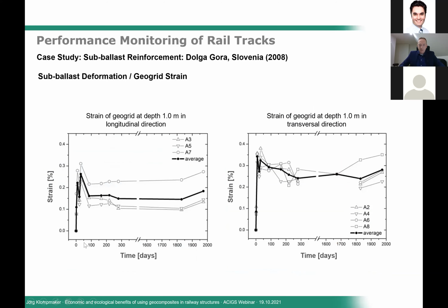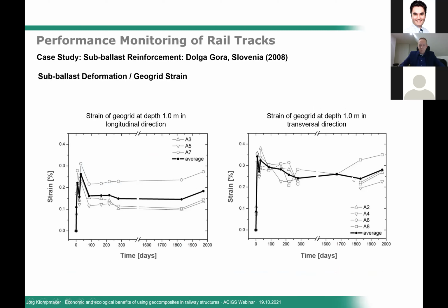The next slide shows us the strains that were measured in longitudinal direction at a depth, as I said, 1 meter below the top surface of the ballast layer. The average strain that was calculated from the strain gauges applied to the geogrid is somewhere in the range of 0.15%, so on a very low level. This is in longitudinal direction. In transverse direction, it's approximately double the strain, around 0.3, slightly less than that.